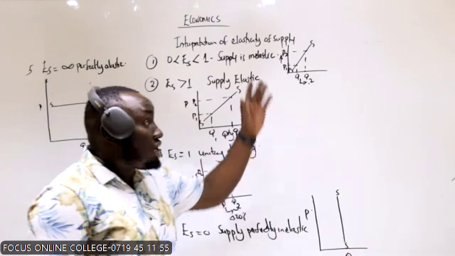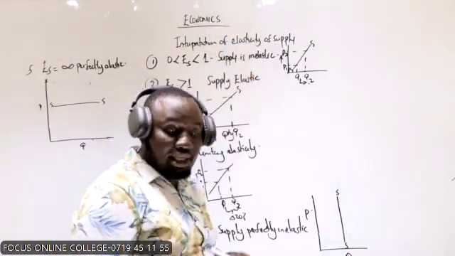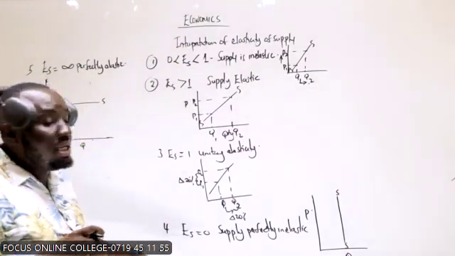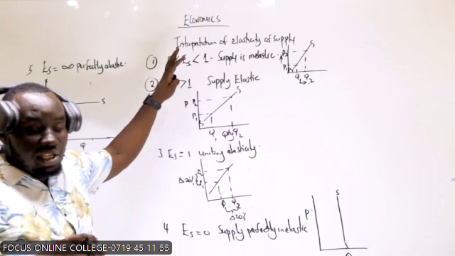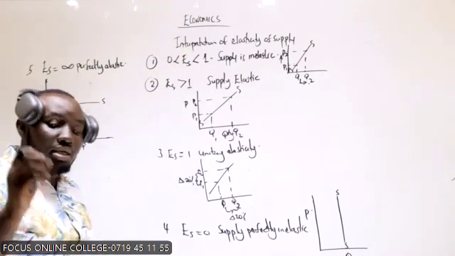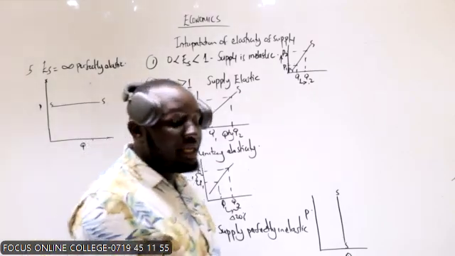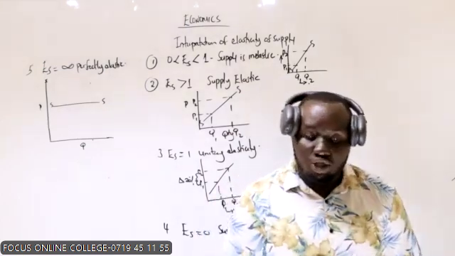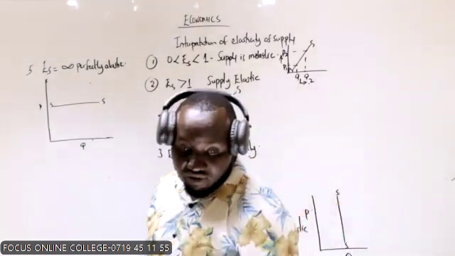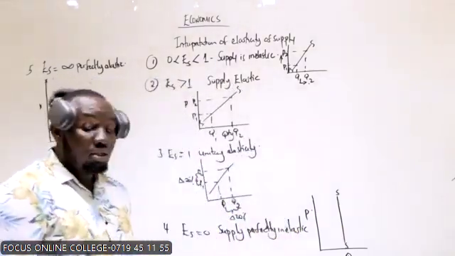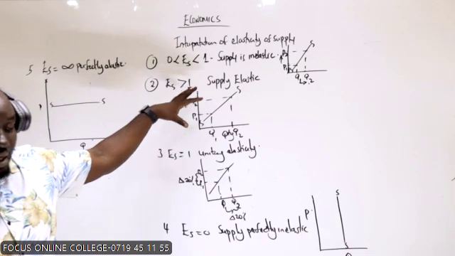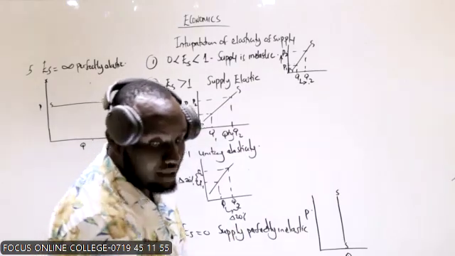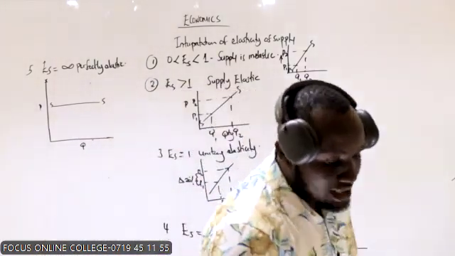Tuko pamoja. So you can be asked, what are the types of price elasticity of supply? These will be the types. The interpretation will give you the types of price elasticity of supply. Are we together, team? Respond with a yes if we are together.